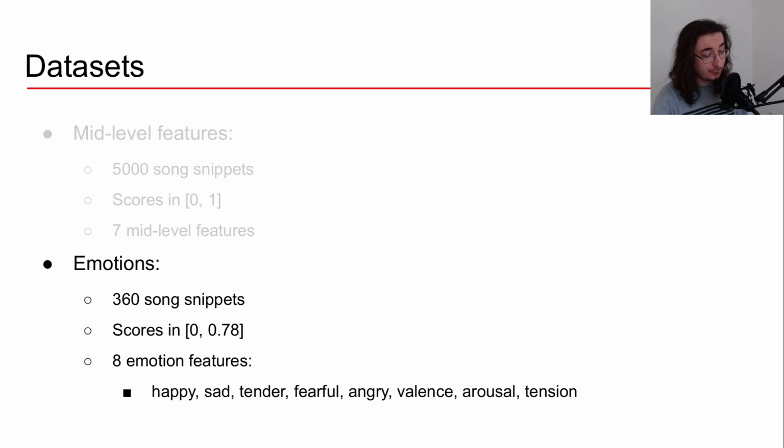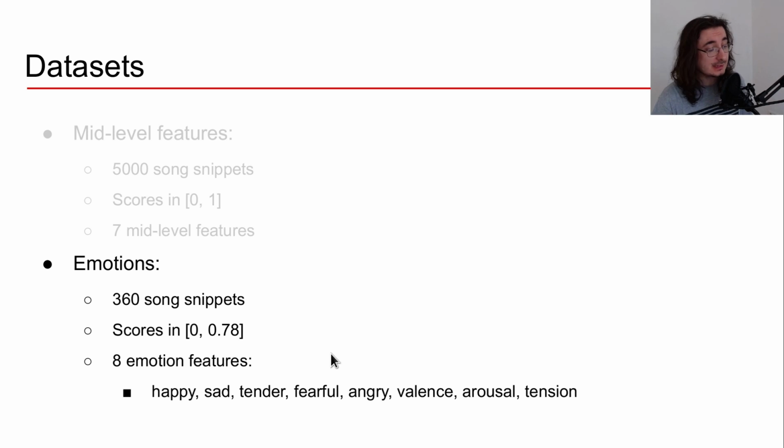So we have like 4 discrete, let's call it this way, emotions. So happy, sad, tender, fearful, angry. And then we have some continuous features like valence, which basically tells you how positive a certain mood is. So for example, happy is high valence, sad is low valence, and arousal, which is an indicator of the energy level of a mood. And then we have tension, right? And so all of these emotion features would get a score between 0 and 0.78 for the 360 songs.